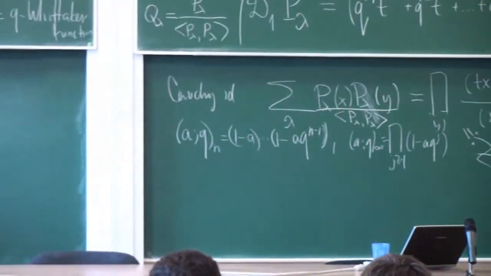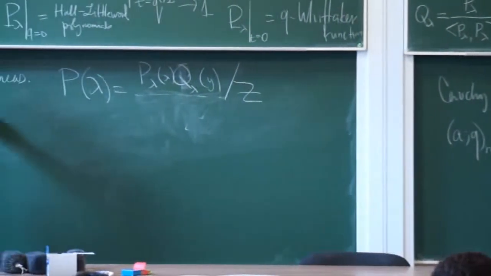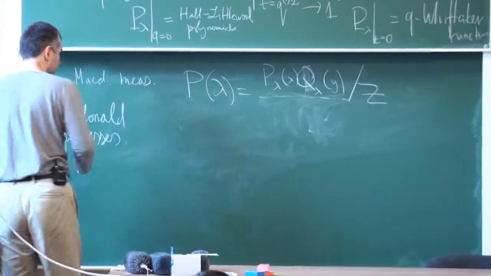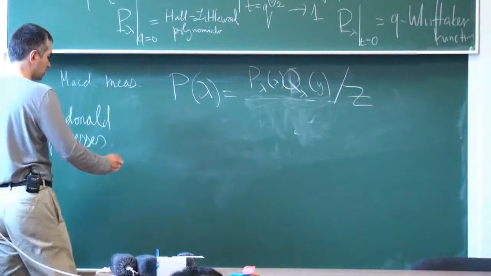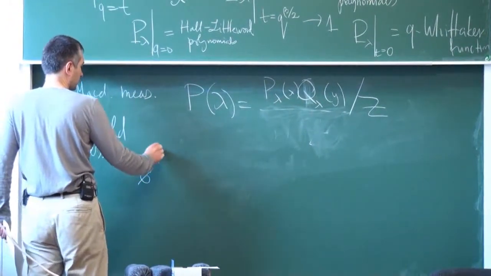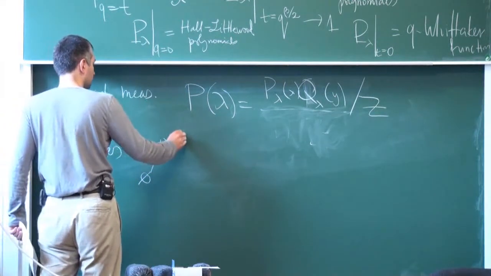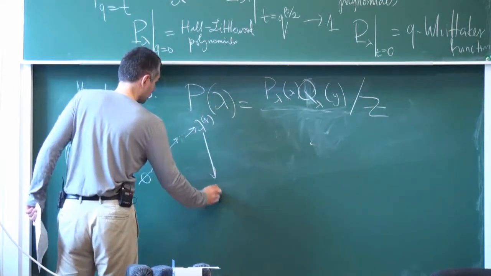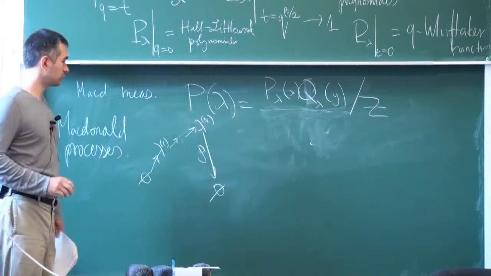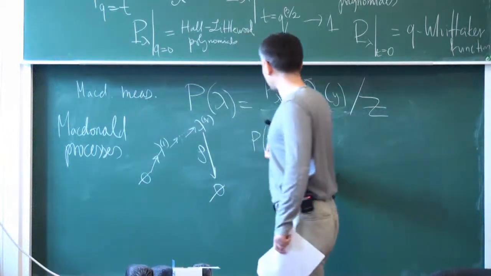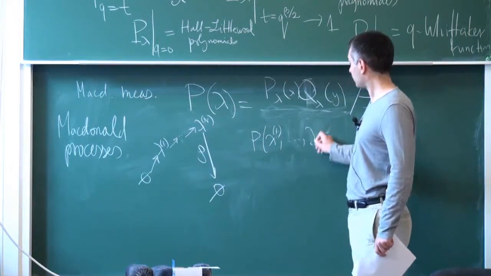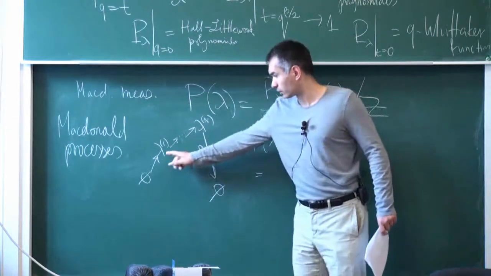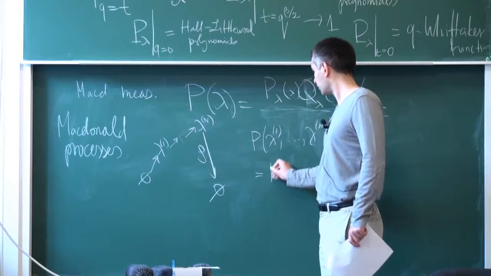I will also define right away the Macdonald processes. So Macdonald processes will be similar. I will just do the special case. They will be similar to the Schur processes that I talked about. The schematic picture will be this. That's something I used yesterday. And so the probability on a sequence of partitions lambda 1 through lambda n will be the product of skew Macdonald functions for these arrows.